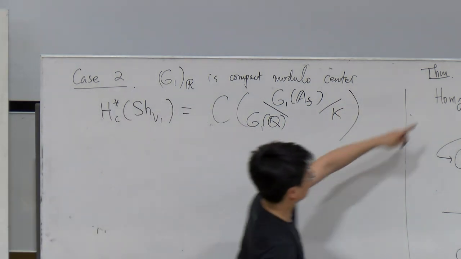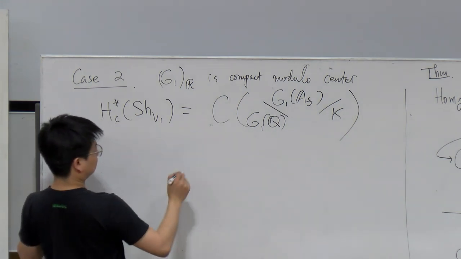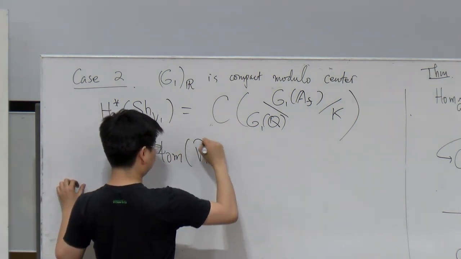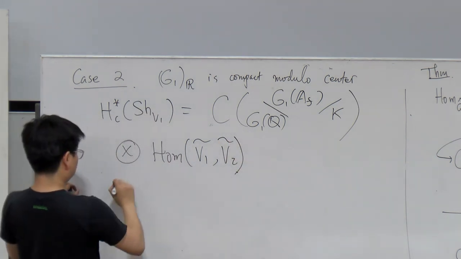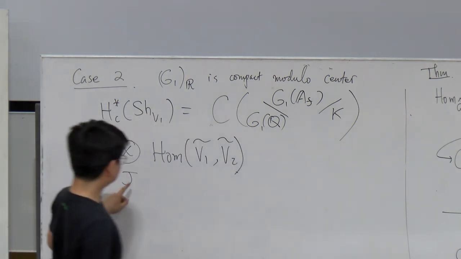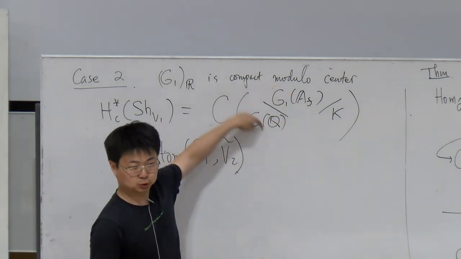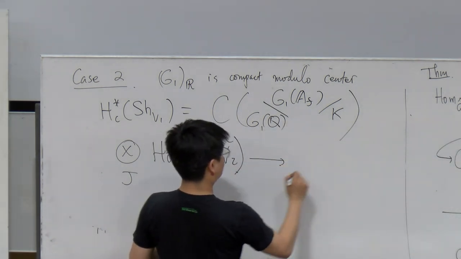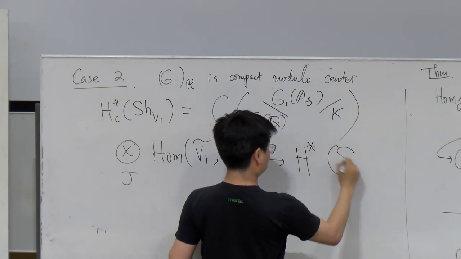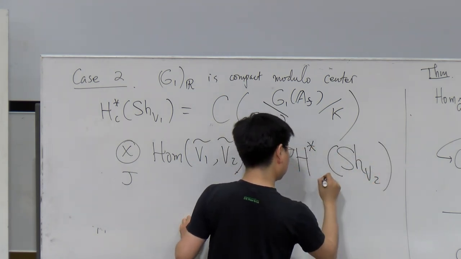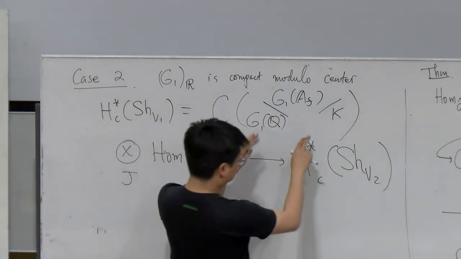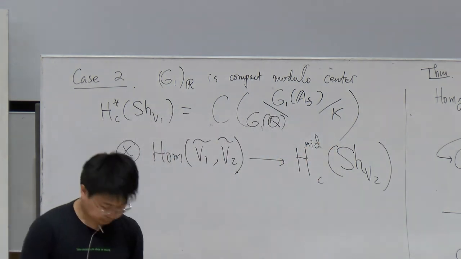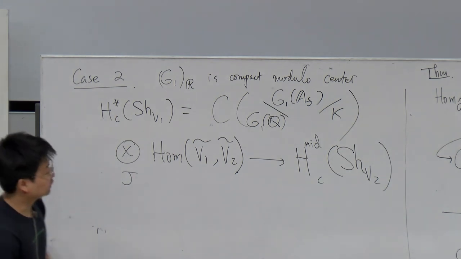And now I can rewrite this theorem as a map of this tensoring over J of homomorphisms from V1 tilde to V2 tilde. Now you know this ring J would act on here by the usual Hecke correspondence because of this proposition. It would map to the cohomology, and in fact it would map into the middle dimensional cohomology. One can show that. And okay, so here's the theorem.